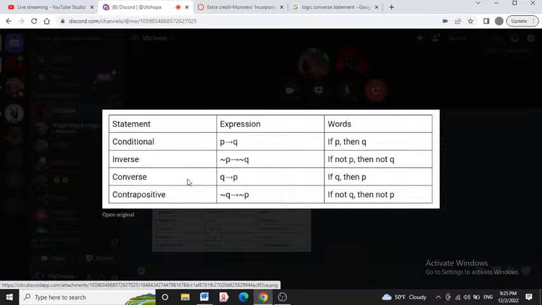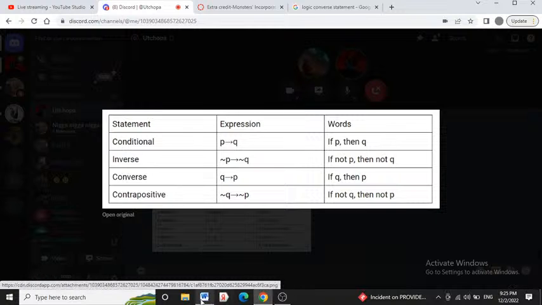And then the contrapositive is basically both flipped and negated. So you're doing both, flipping it and making it negative. So if I don't make a noise, then I don't clap my hands. Got it?